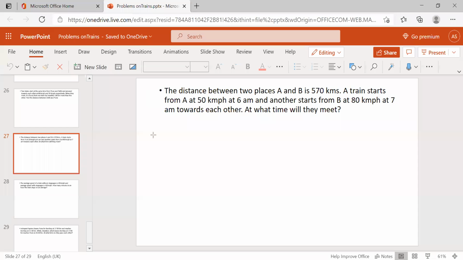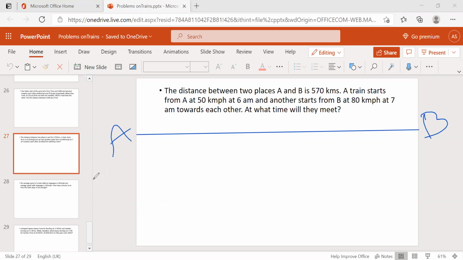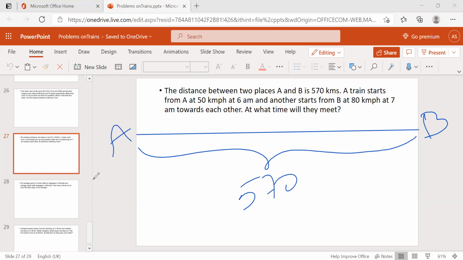Same concept we are applying here also. If you know the concept, it's very easy. So it is A and it is B. The distance they have given already, 570. The first train starts at 6 a.m. with 50 kilometers per hour, so it reaches 50 kilometers at 7 a.m. The second train started at 7, right?